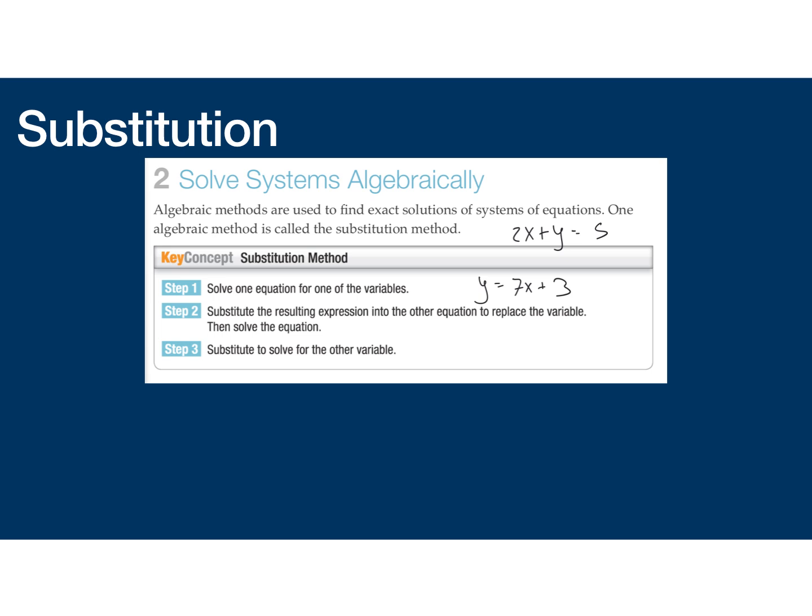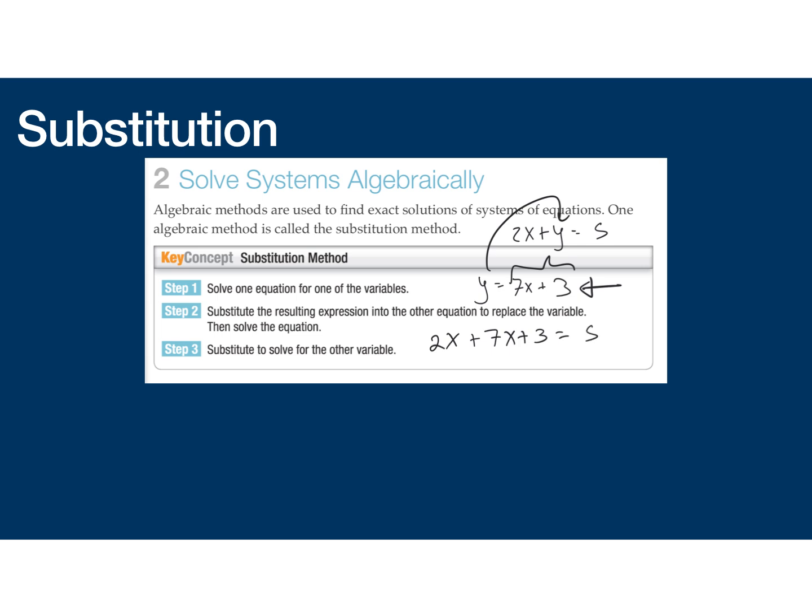But the steps are listed here. Step 1 is to solve one equation for one of the variables. In this case, I rewrote this one already solved for y. The second step will be to plug that y into the other equation. So that means instead of y, we're going to have 7x plus 3. So it's going to look like 2x plus 7x plus 3 equals 5. And lastly, we would solve for the other variable.